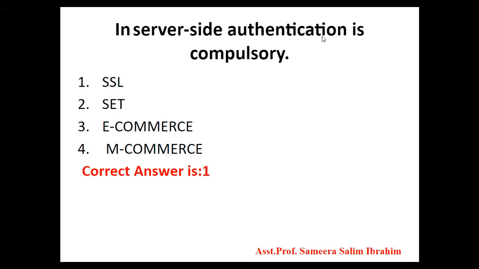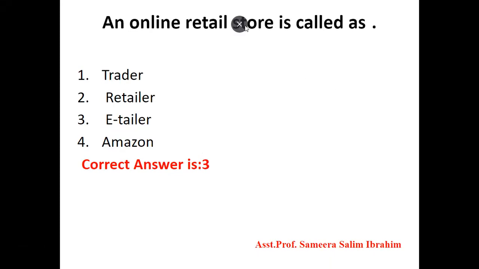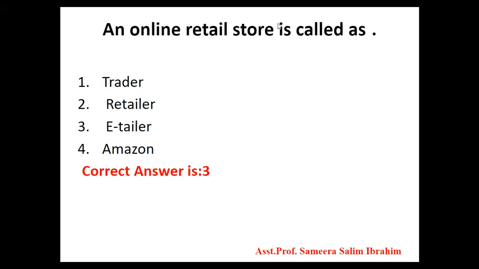Coming back to the next question: an online retail store. Normally we go for physical shopping, in a particular shop. There we call it a retailer shop. When that retail shop has come online, we can call it an e-tailer. This can come in the exam. An online retail store. First, retail store means where we go for physical buying, physically going to buy or shop in the market. There we call it a retail shop. That's why it is called a retailer. But when the retail store has come online, the answer will be e-tailer. Okay, the answer is e-tailer. Right.